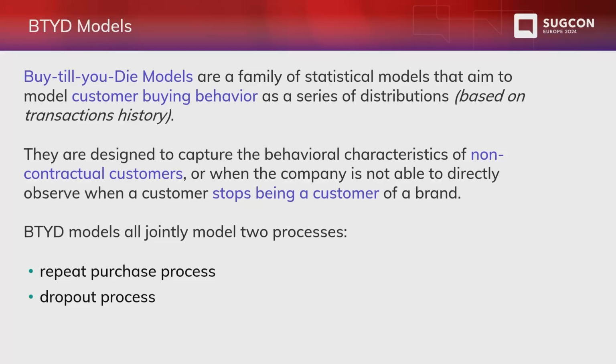Til You Die models all jointly model 2 processes. A repeat purchase process that explains how frequently a customer makes purchases while he's still alive, and a dropout process which models how likely this customer is to churn in the future or in any given period of time.